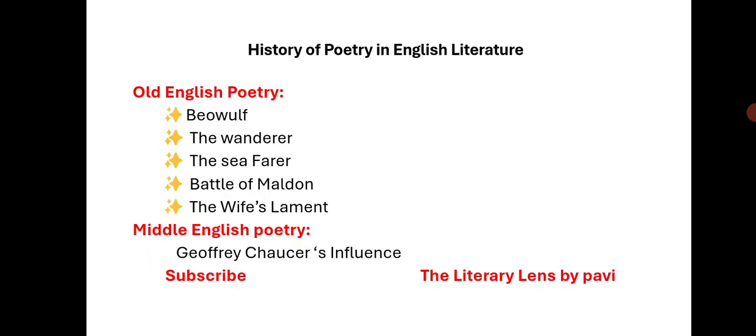Next, the history of poetry in English literature. The oldest poetry has strong alliteration. Beowulf and Battle of Maldon celebrate bravery in battle. The Wanderer, the Seafarer, the Wife's Lament. They are great elegies, expressing themes of loneliness and life.